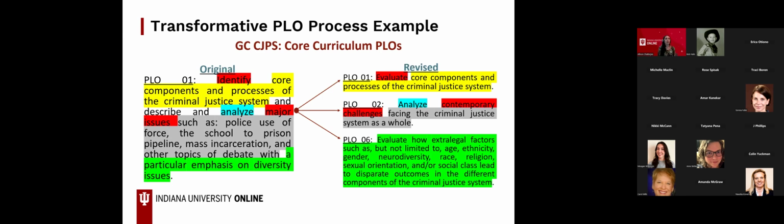So this is an example showcasing the grad certificate in criminal justice and public safety, one of their core curriculum learning outcome examples, what the original was before my team got involved, and then the revisions after we had some assessment committee meetings with guided discussion from our assessment lead. So each committee is assigned an assessment lead to help with their program assessment. So we divide it up and conquer, right? One person can't be in all places.